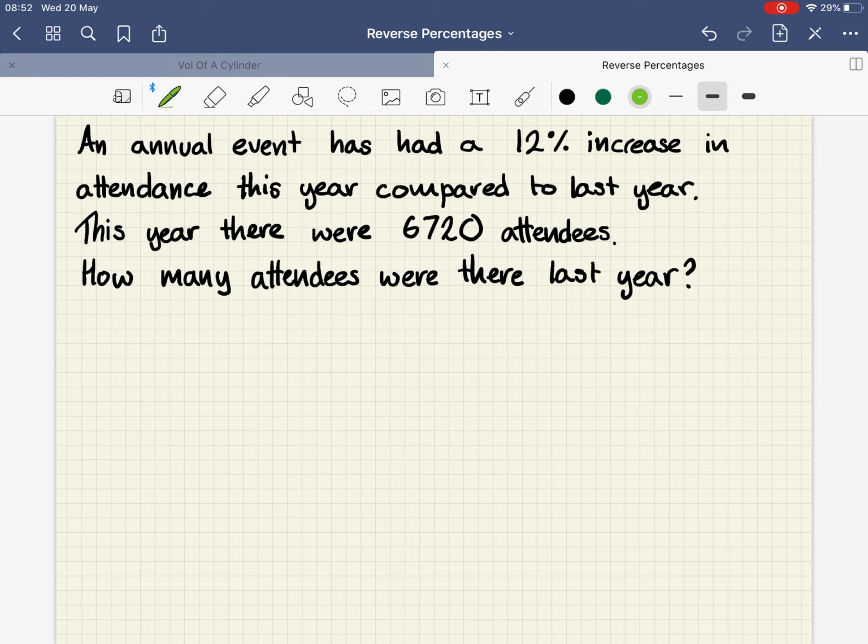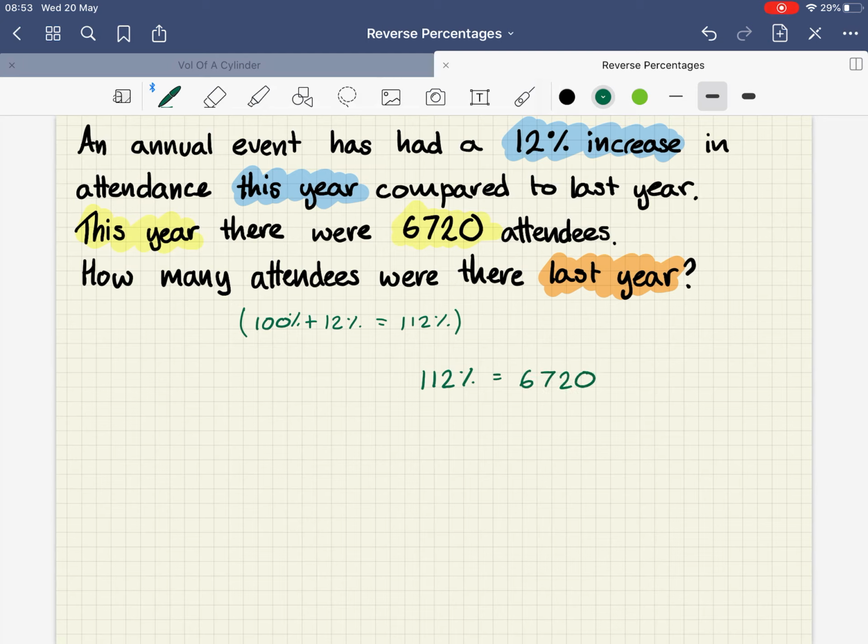So an annual event has a 12% increase in attendance this year compared to last year. Let's highlight that this year. This year, there were 6,720 attendees. How many were there last year? So, setting up, same as before. We've had a 12% increase, so I'm adding 12%. So that's going to give me 112%. So I've now got 112% equals 6,720.